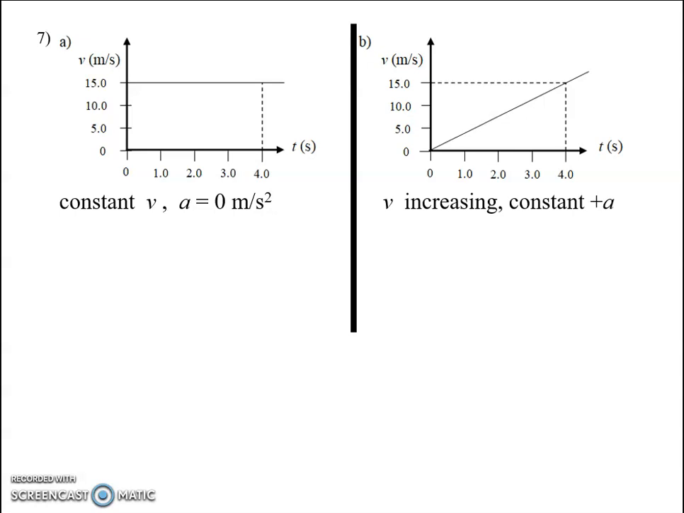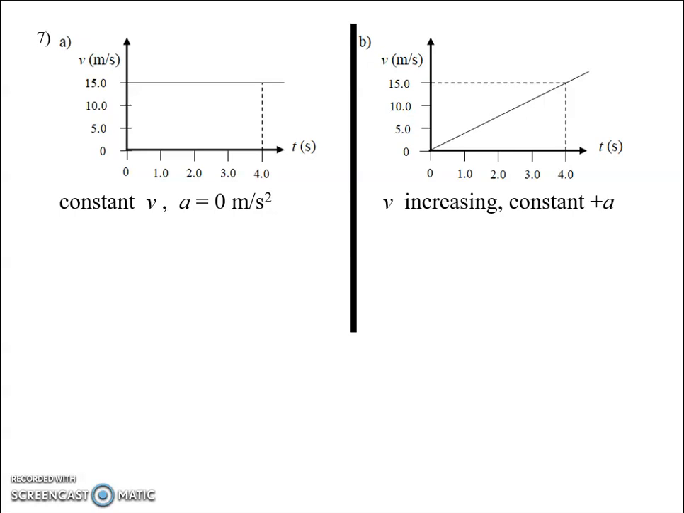Okay, so you're visualizing these two cars. We're in car B that speeds up from 0 to 15 meters per second in 4 seconds. This other car, in those same 4 seconds, is traveling at a constant 15 meters per second. So in your mind, visualize which car travels the larger distance in the same time. Pause the video if you need to think about it.